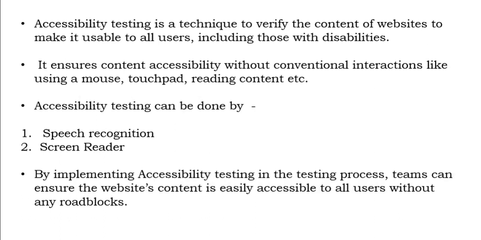By implementing accessibility testing in the testing process, teams can ensure website content is easily accessible to all users without any roadblocks. With this, the content will be reachable to a lot of people, and our customers will also increase in the case of websites like e-commerce websites or banking applications. Even disabled people will be able to use them. And across the world, there are about 15 to 20% disabled people, so we can enable them to use the application.